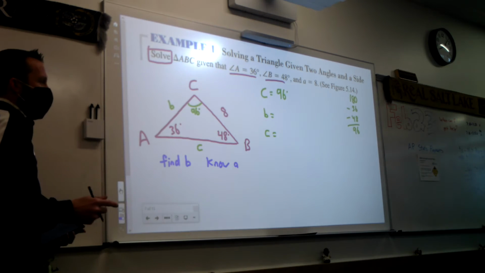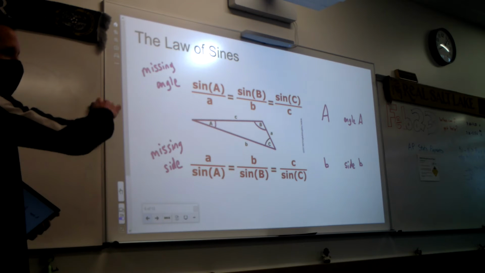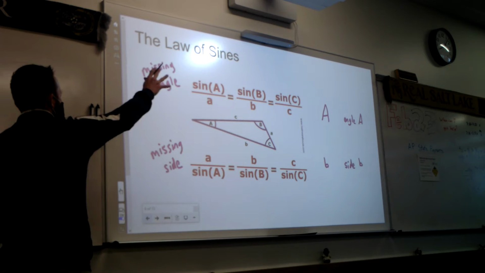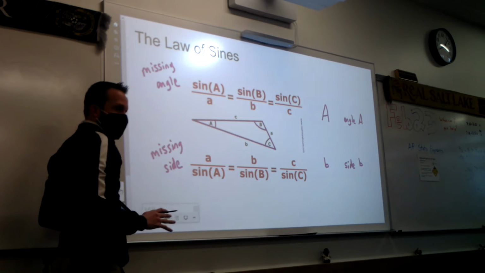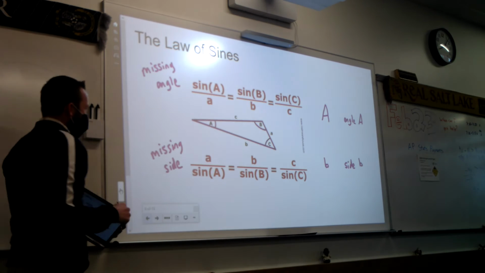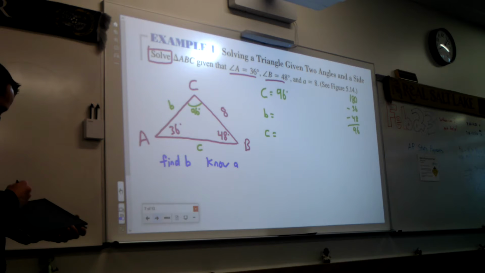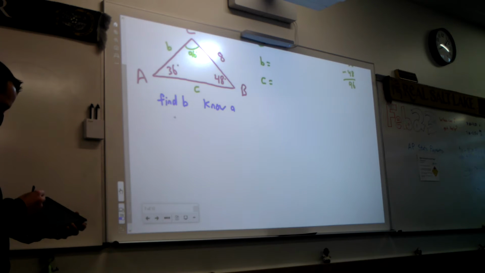Now, the question is, which form do we use? Because if I look back at this, I've got two forms. Do I set it up like the top one, or like the bottom one? Why is it going to be set up like the bottom one? You're finding a missing side, so you want the sides on top. It makes the algebra easier. So when I set this up, it's going to look like this: I'm going to have B over sine of B is equal to A over sine of A.